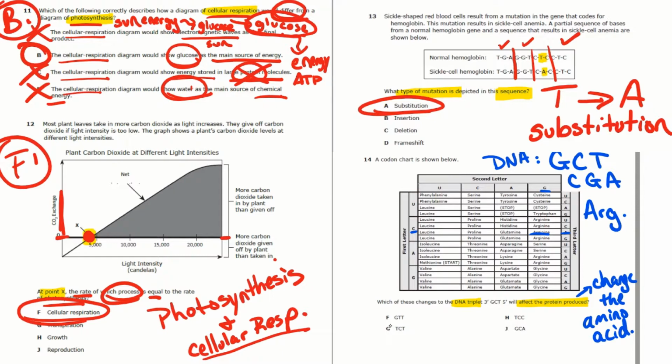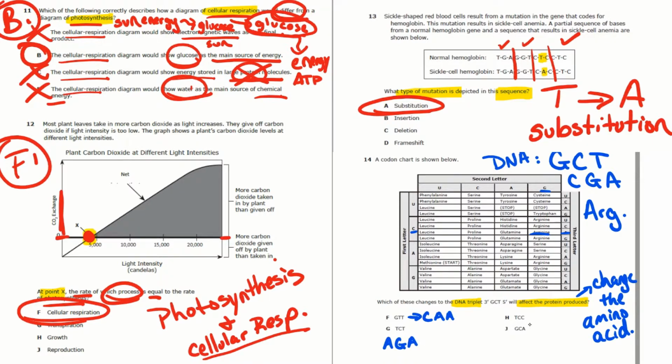Now, let's take a look at each of the answer choices. GTT would have an mRNA of CAA. TCT would have an mRNA of AGA.